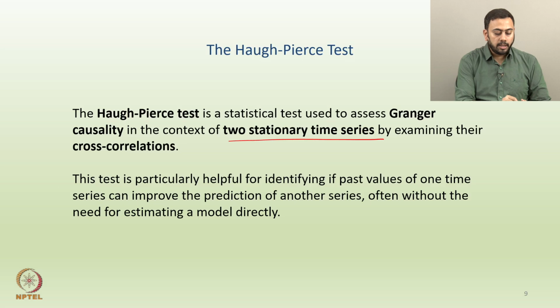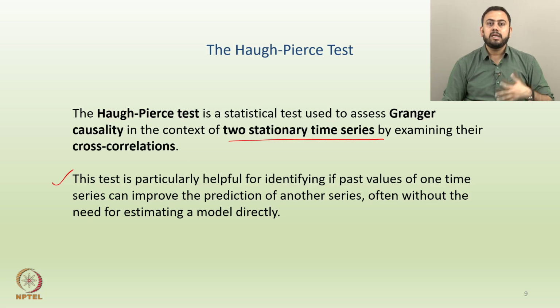Such a test is particularly helpful for identifying whether past values of one time series can improve the prediction of the other series. So, past values of xt can improve the prediction of yt, often without the need for estimating a model directly. This is a broad summary of what the test is and under what conditions one can apply it.